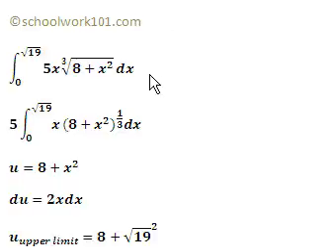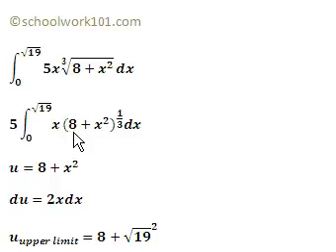We are doing definite integration, and we're using the method of u-substitution. So we have the integral going from 0 to the square root of 19 of 5x times the cube root of 8 plus x squared dx. The first thing I'm going to do here is rewrite this, get this out of radical form, put it in exponential form, and then we want to identify what our u is.